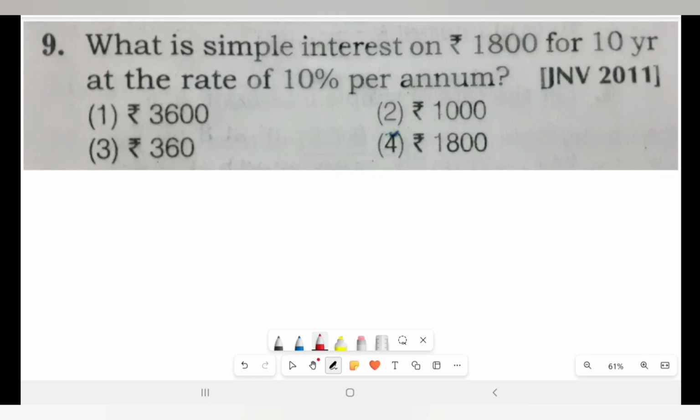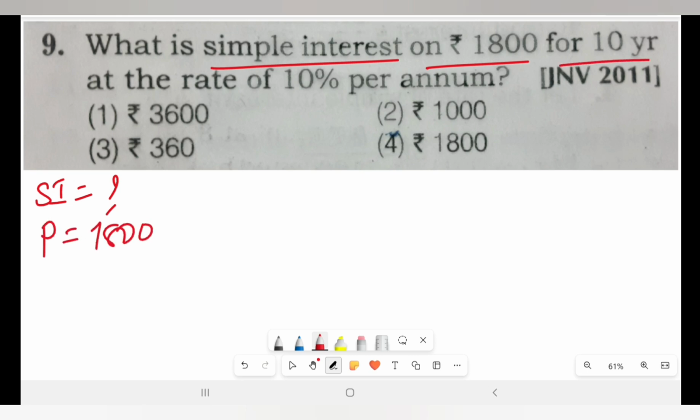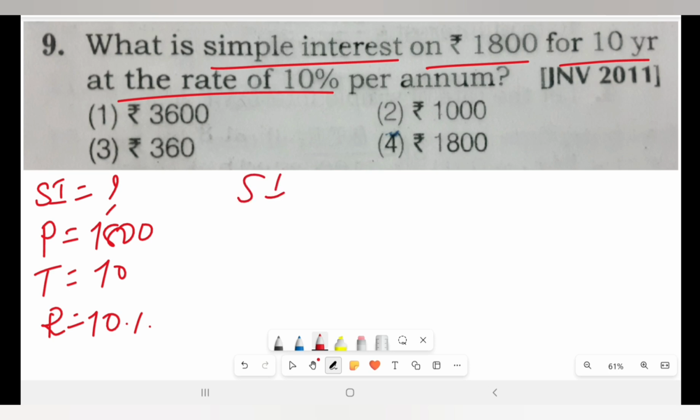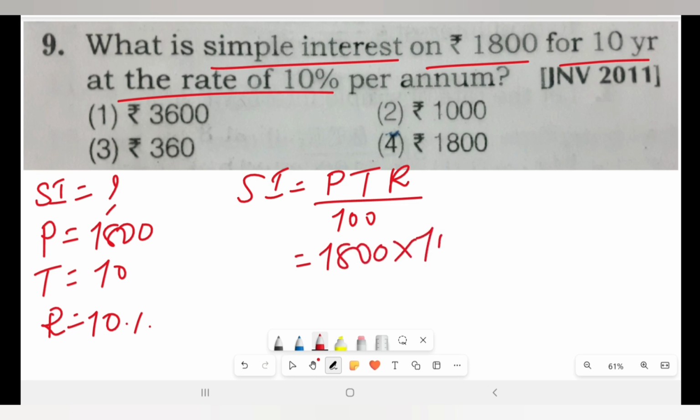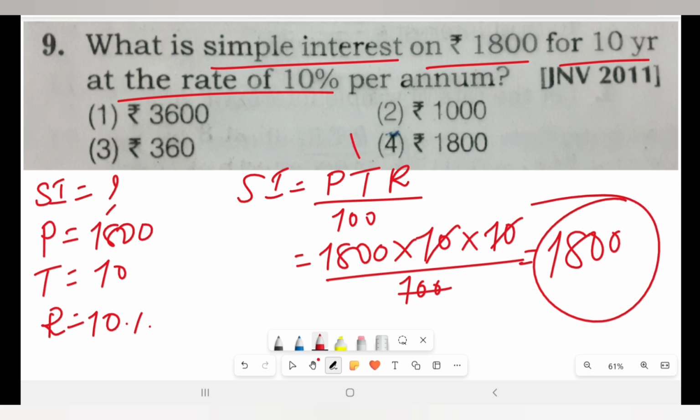Hello everyone, in this question we have been asked to find out simple interest. Okay, SI on 1800 amount, that is the principal amount 1800, and for 10 years, that is time period is equal to 10, and here rate of interest is R is equal to 10%. All right, so as you know, the simple interest is equal to PTR divided by 100. So principal amount is 1800 and time period T is 10 and R is also 10. All right, so divided by 100. So these two gone, this one gone, this one gone. So what is left? That is 1800. So 1800 is the answer, that is option 4.